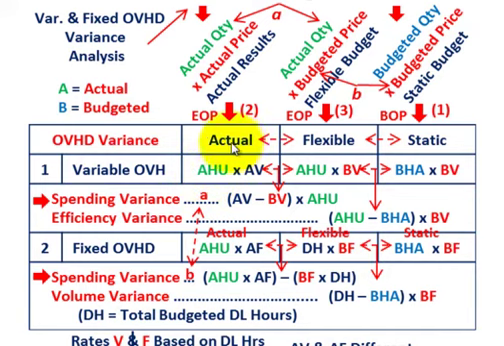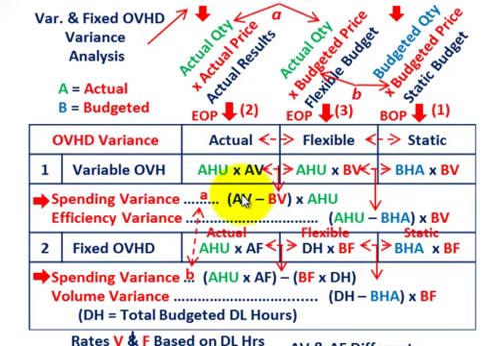Spending variance starts with our actual amount, which is the actual hours used times the actual variable rate, and compares it to the flexible amount, which is again the actual hours used times the budgeted variable rate for our variable overhead. The common factor between our actual and our flexible amount is the actual hours used, so we can factor out our actual hours used. The variance is really the difference between our actual variable rate and our budgeted variable rate. That difference times our actual hours used is our spending variance.